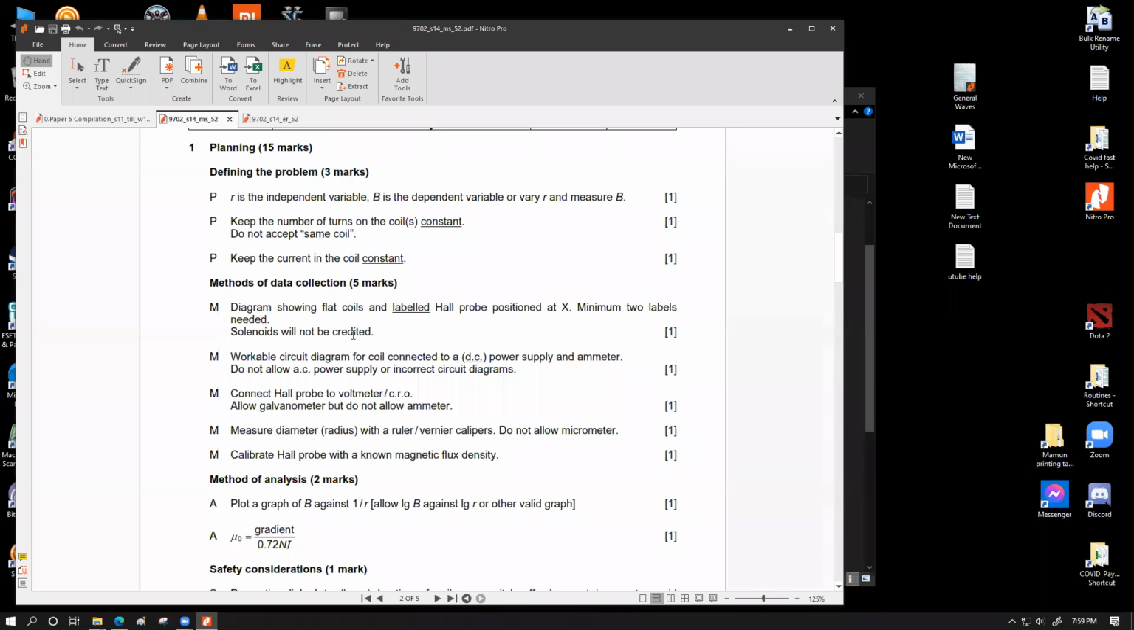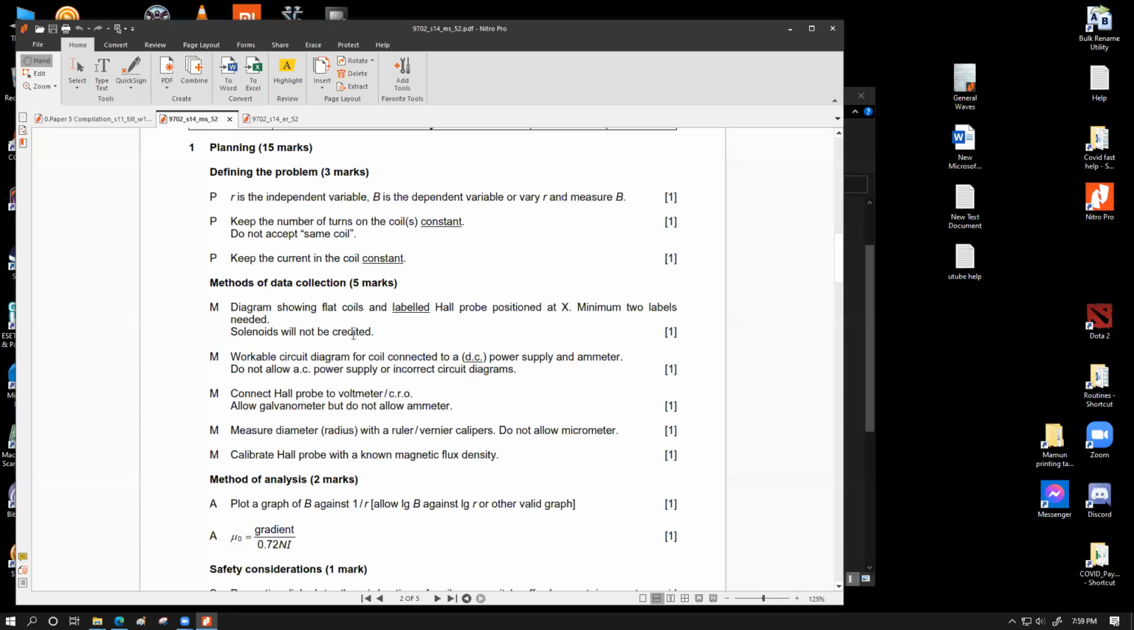I know, sir, but they gave a prerequisite diagram. I think what they are trying to mean is that in your description you better not write the word solenoid. Stick to the term coil. I'm not sure why that is an important factor here. I really don't know, but there might be a good reason for this. But you can see here that solenoids will not be created. So prefer to stick to the term coil rather than writing solenoid. I think that's better. Then it says: workable circuit diagram for coil connected to DC power supply and ammeter.